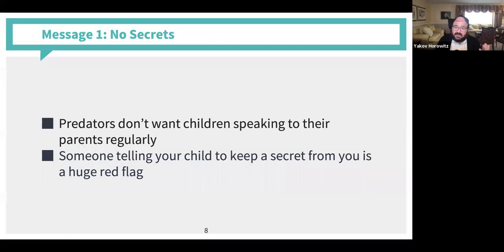Okay, so again, let's go back to the first of the four, no secrets from parents. And again, the logic behind this is that predators don't want children speaking to parents regularly. Okay, this is really important. It's part of the grooming process of the abusers. I'm going to give you a fantastic resource a little bit later, an article from Malcolm Gladwell that is my number one recommendation to parents to read about understanding the grooming process.